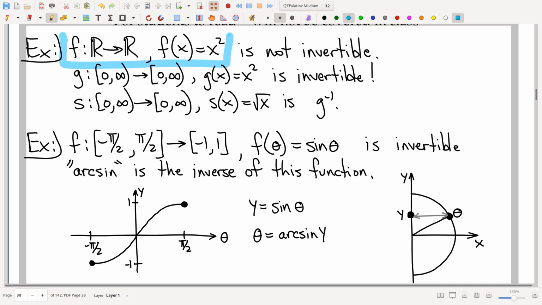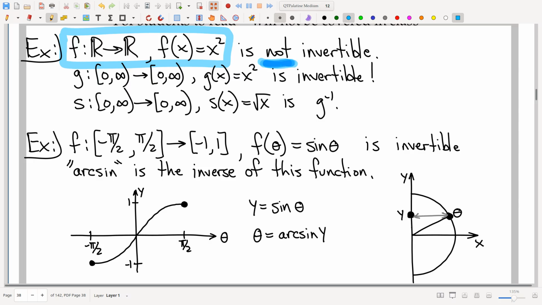So there's our squaring function. Put any real number in. There's no reason immediately to restrict it, and any number coming out is okay. It's perfectly fine as a function. No problem. But it is not invertible.